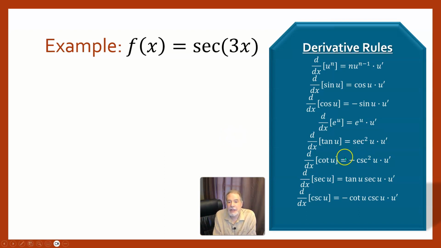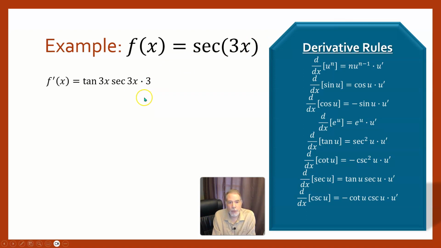So putting that together with the chain rule, the derivative of secant of u, where u stands for any function of x, anything involving x, would be tangent of u times secant of u times u prime. So the derivative of secant of anything is tangent of that anything times secant of that anything times the derivative of that thing.